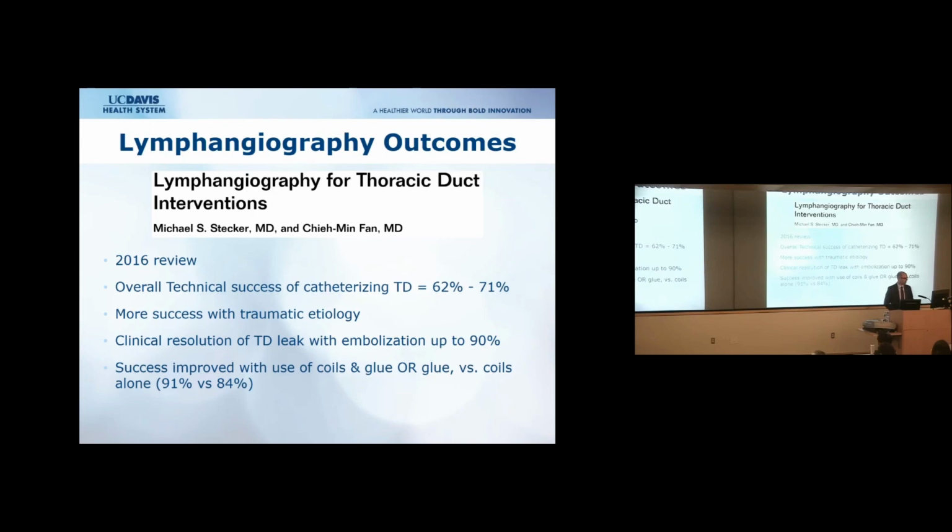They have more success with traumatic etiology. The clinical resolution of a thoracic duct leak with embolization is up to 90%, and that's providing that they can access and catheterize the thoracic duct in order to inject the coils and the glue. And then success was improved with the use of coils and glue, or just glue, but just using coils had a slightly lower success rate of 84 versus 91%.